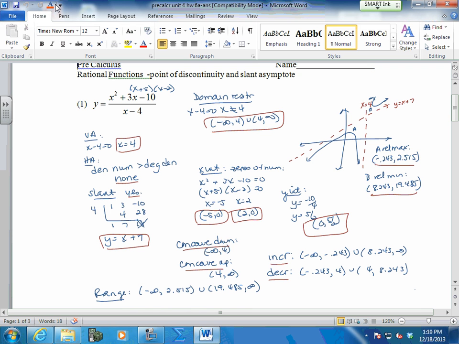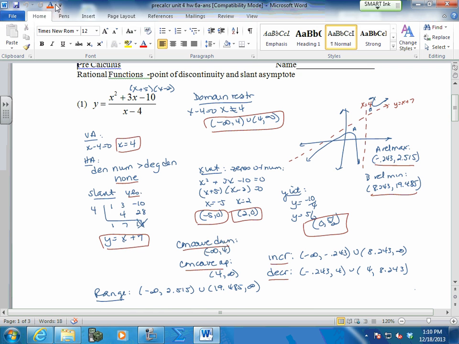Then yesterday, Monday, we did the same exact thing, but we threw another type of asymptote in there. It's called a slant asymptote. And if you take a look at your horizontal asymptotes, when we check your horizontal asymptote, if we do not have a horizontal asymptote, then we check for a slant asymptote. The slant asymptote says if the degree in the numerator is 1 more than the degree in the denominator, then you have a slant asymptote.